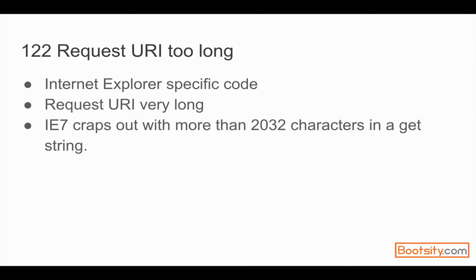We have HTTP status code 122, which stands for Request URI is too long. Please note that this status is specific to Internet Explorer version 7. If we are sending a GET request having length greater than 2032 characters, then Internet Explorer says Request URI is too long.